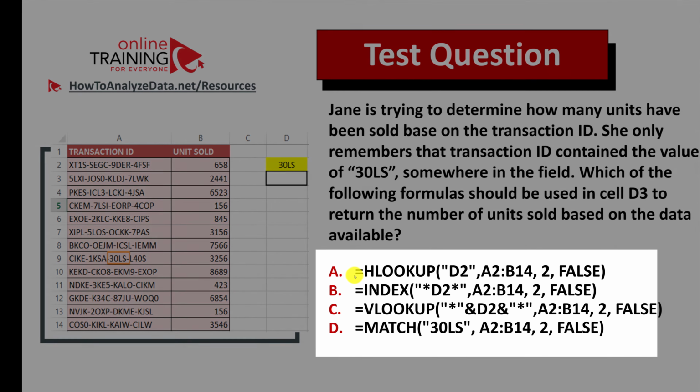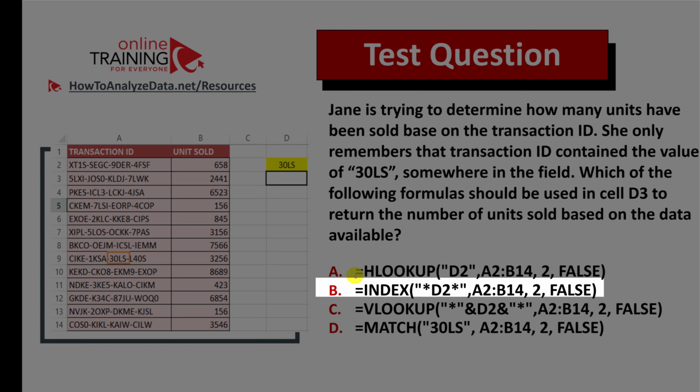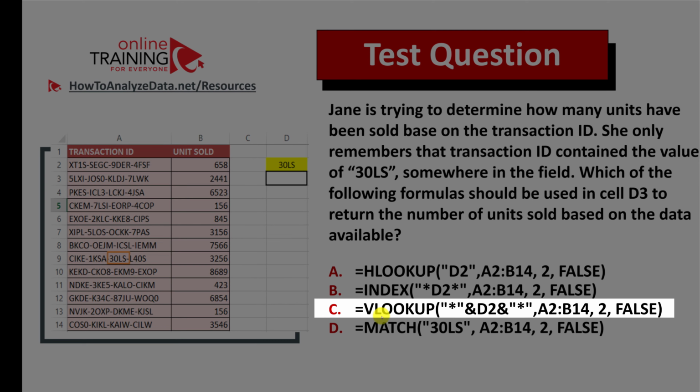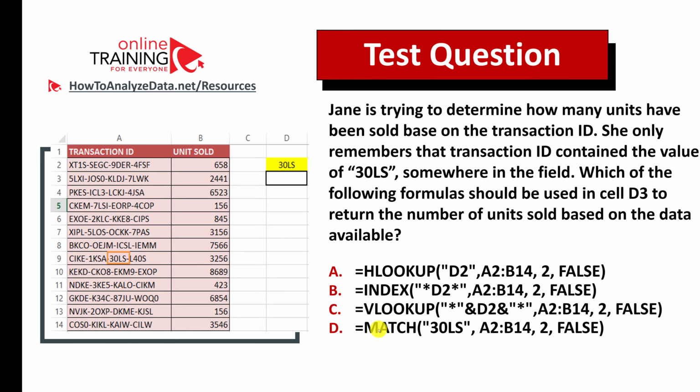And there are 4 choices presented here. Choice A, HLOOKUP. Choice B, using index formula with certain parameters. Choice C, using Vlookup formula with certain set of parameters. And then choice D, using the match formula. Give yourself 10 to 15 seconds to see if you can come up with the answer. Possibly pause this video to see if you can get to the correct answer.